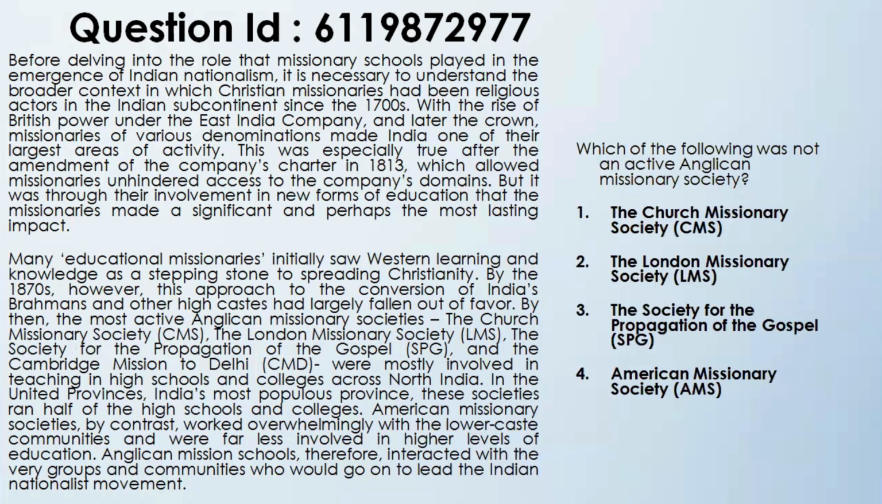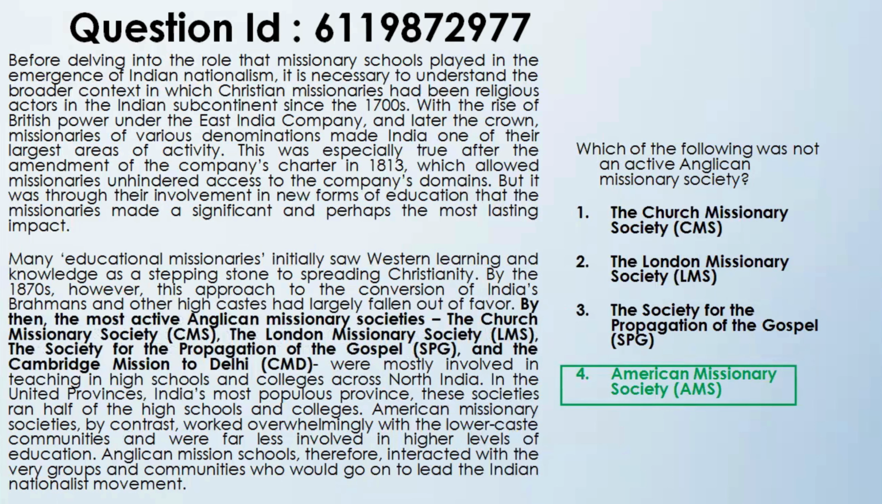Next question based on the passage is which of the following was not an active Anglican missionary society? The Church Missionary Society CMS, the London Missionary Society LMS, the Society for the Propagation of the Gospel SPG, or American Missionary Society. So from the question, you should have understood that three are part of the Anglican Missionary Society and one is not. So the idea here is to find out which one is not. Yes, the correct answer is American Missionary Society because the other three are part of the Anglican Missionary Society.